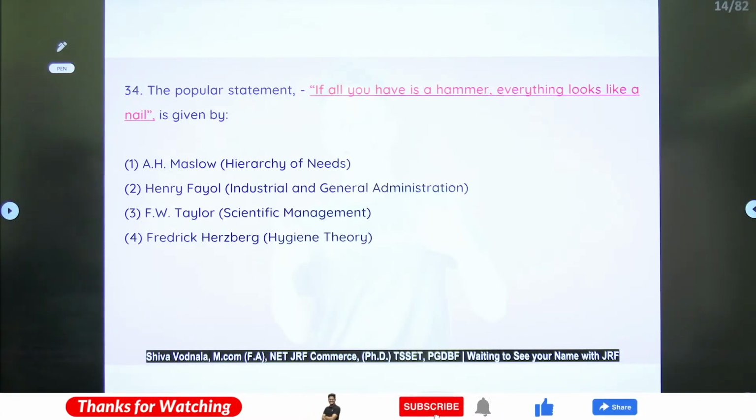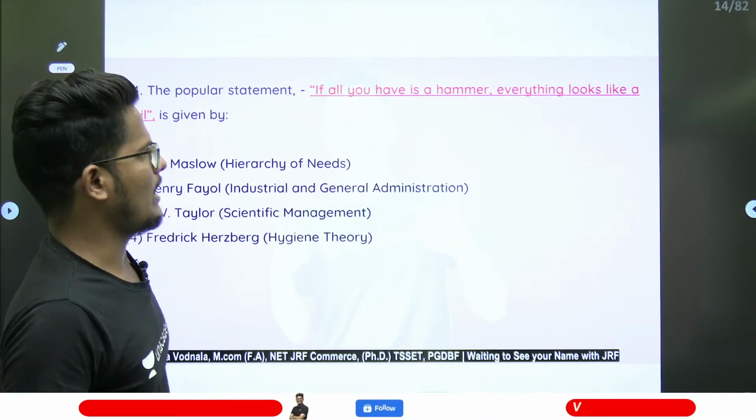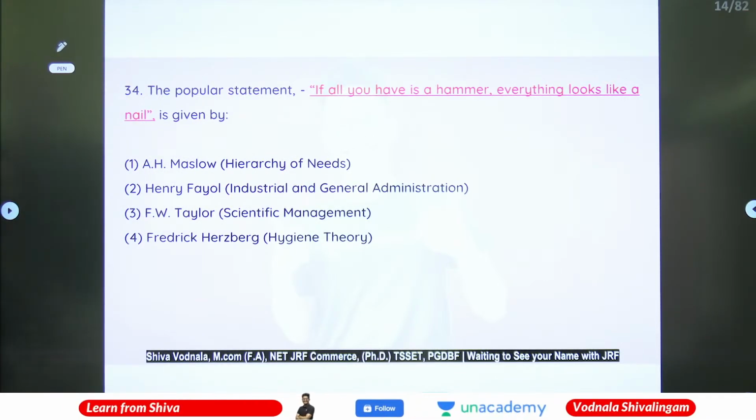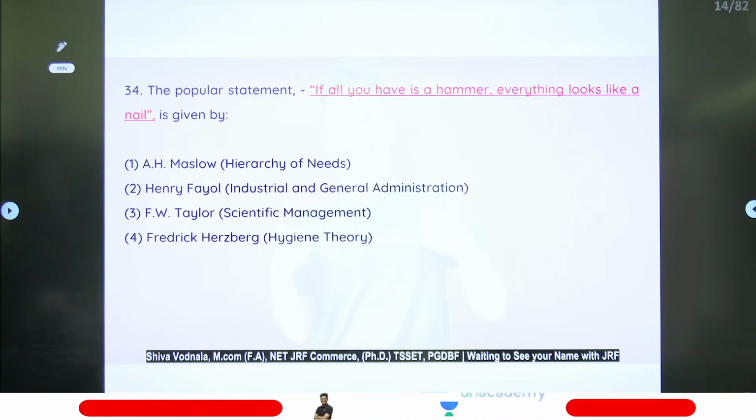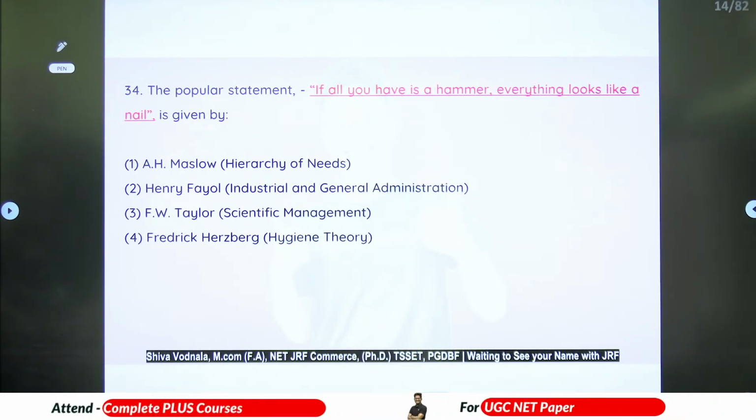The popular statement, if all you have is a hammer, everything looks like a nail, is given by Abraham Maslow, Hierarchy of Needs; Henry Fayol, Industrial and General Administration; F.W. Taylor, Scientific Management; Frederick Herzberg, Hygiene Theory.